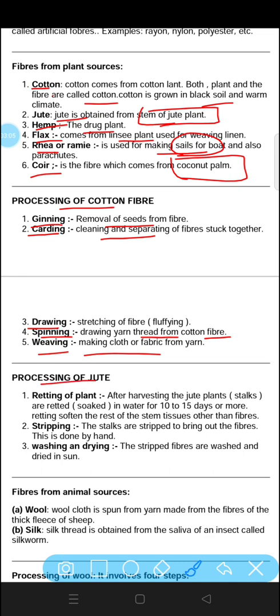Now next is processing of jute. Jute, retting of plant. After harvesting the jute plant, as we have discussed, we get jute from the stem of the jute plant. Stalks are retted. They are soaked in water for 10 to 15 days, and after that they become soft. After that, stripping. The stalks are stripped to bring out the fibers. After that, washing and drying. After stripping, the fibers are washed and dried.